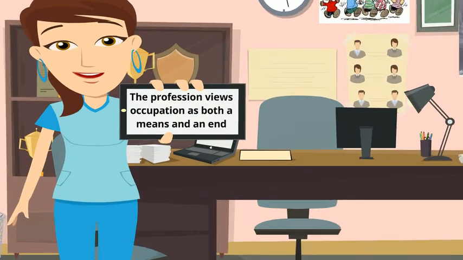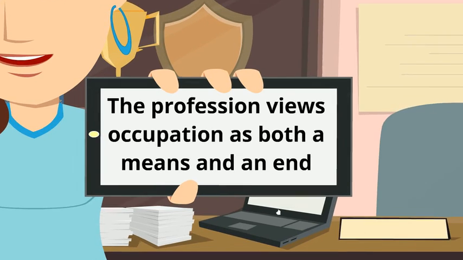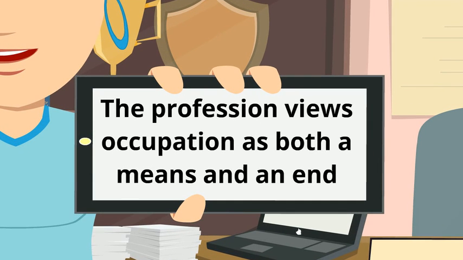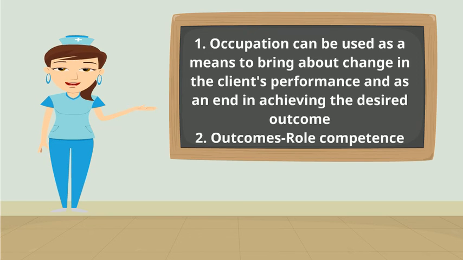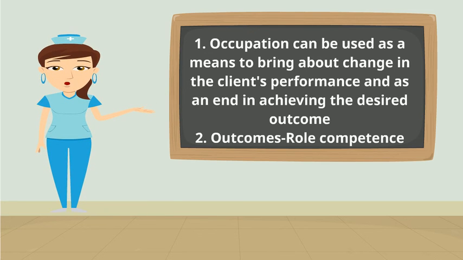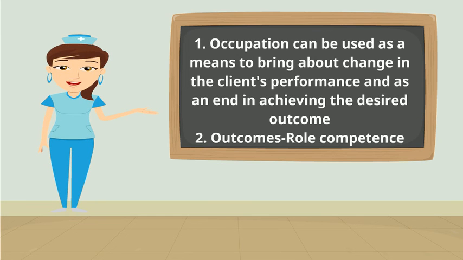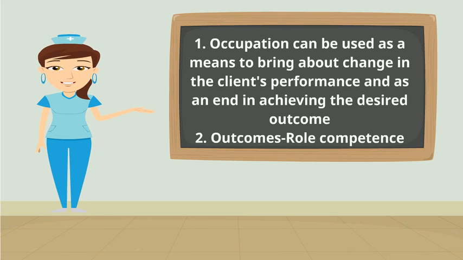Let's look at the core concept just demonstrated. Occupation can be used as a means to bring about change in the client's performance and as an end in achieving the desired outcome. The occupational therapy practice framework demonstrated was outcomes, role competence. As we saw at the end, Mary was able to successfully return to her role as mother.